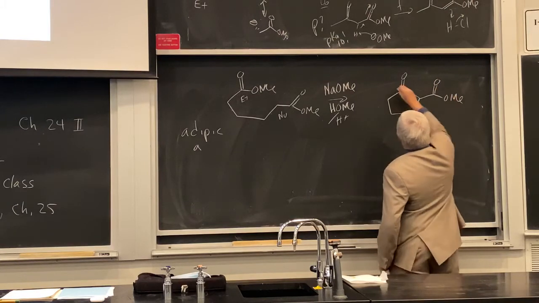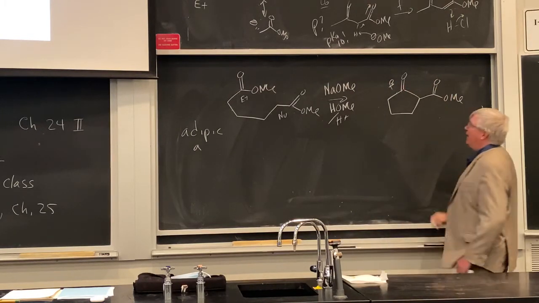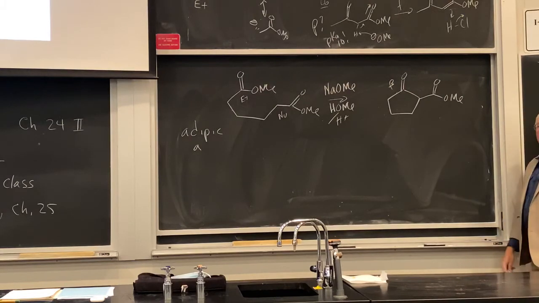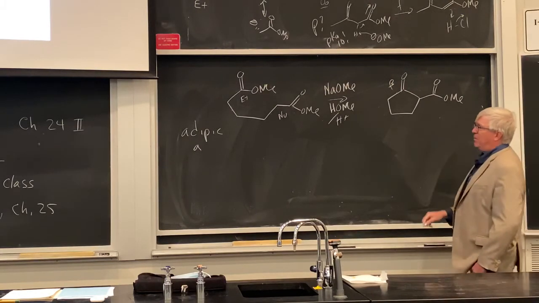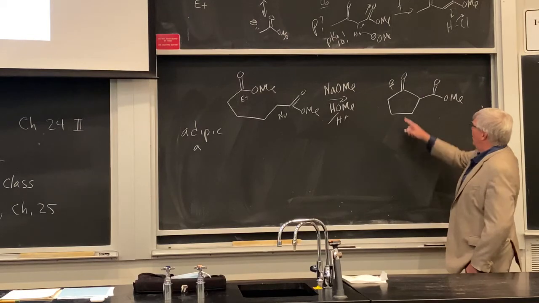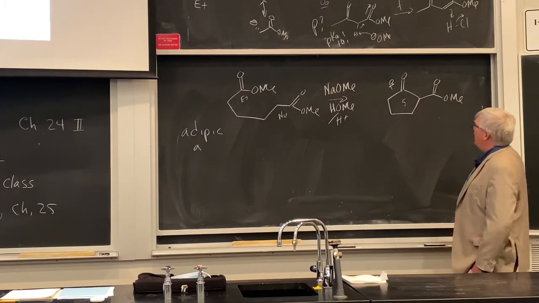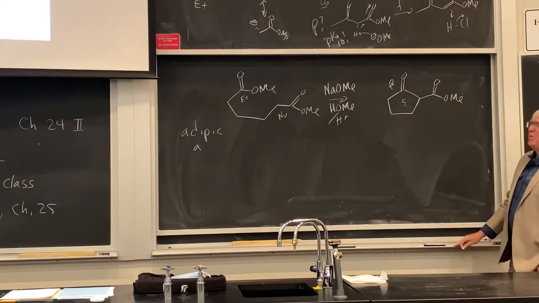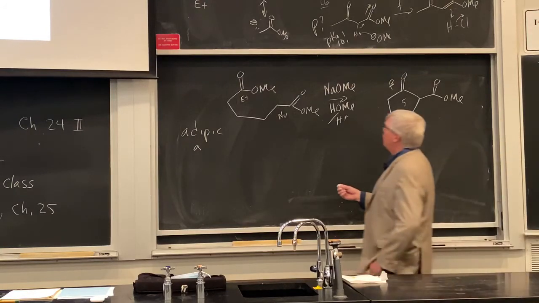You see it's still a beta keto ester product, but it forms a ring. So adipate, and we'll see pimelic acid give a 6-member ring, but this 5-member ring is strain free. This is a very good way to form 5-member rings. All these materials are very cheap. This reaction is very efficient that way. So how does it work? Let's go through the mechanism briefly.